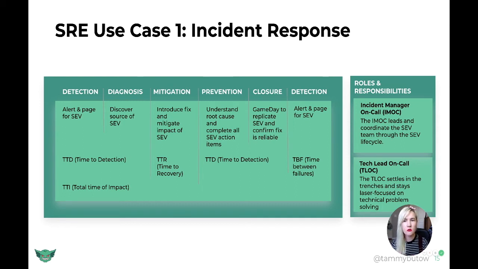Then we do mitigation. This is where we put in our Band-Aid fix or stop the bleeding. We introduce a fix and we mitigate the impact of the SEV. We try and go really fast. This is TTR, time to recovery. Then we move on to prevention. We try and understand the root cause or causes, and we complete all SEV action items.